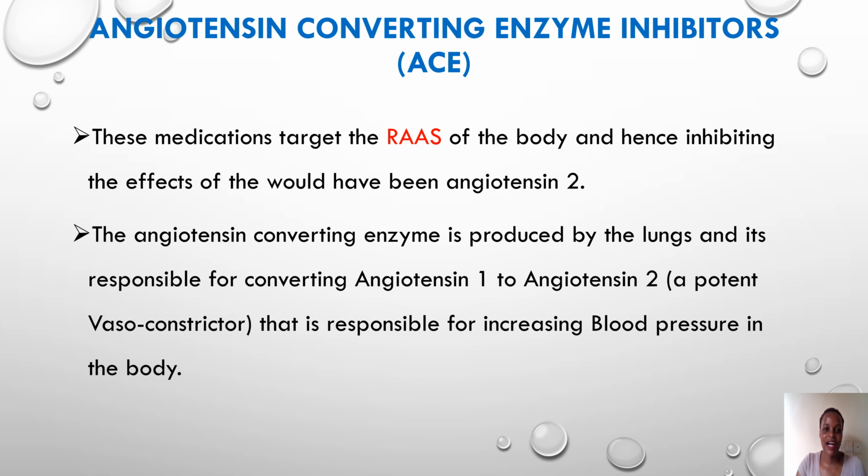So let's look at our angiotensin converting enzyme inhibitors. These medications target the RAS system of the body, hence inhibiting the effects of what would have been angiotensin 2. The angiotensin converting enzyme is produced by the lungs, and it's responsible for converting angiotensin 1 to angiotensin 2. Angiotensin 2 is a vasoconstrictor and is responsible for increasing blood pressure in your body.